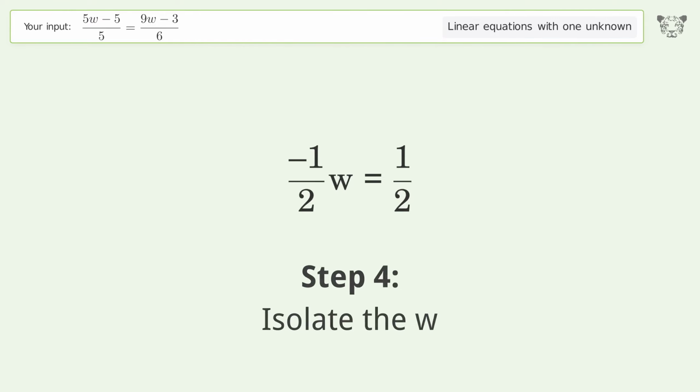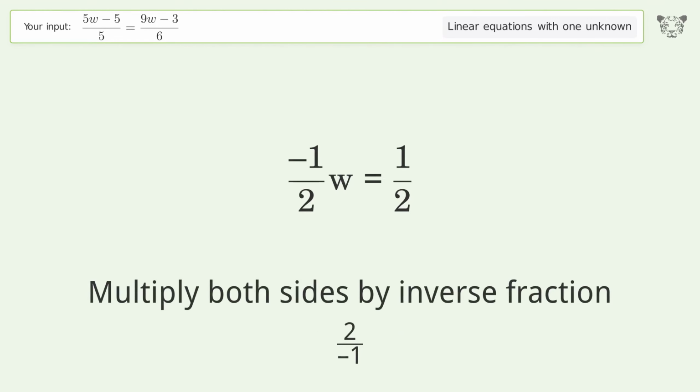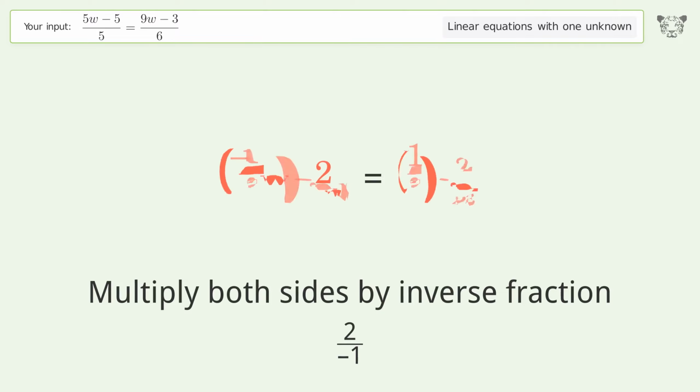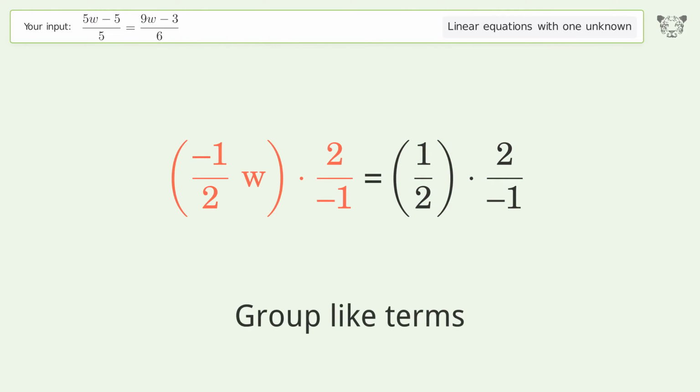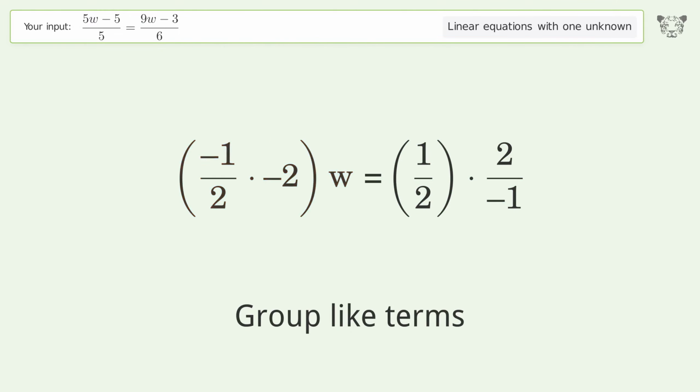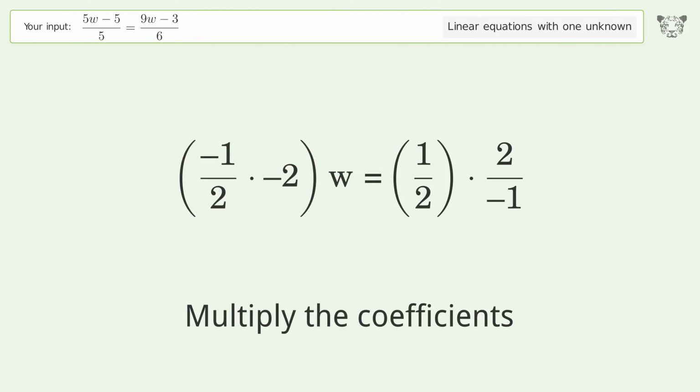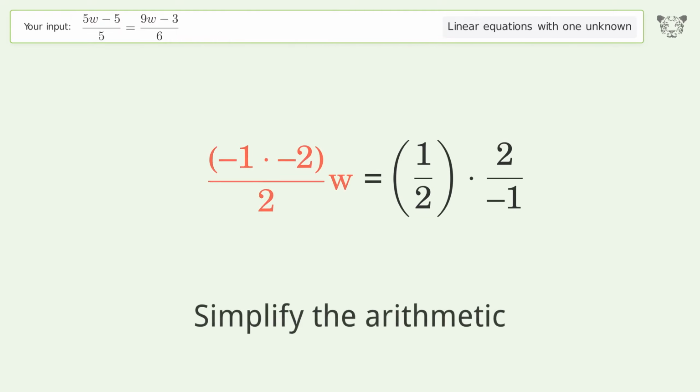Isolate the w. Multiply both sides by inverse fraction 2/(-1). Group like terms. Multiply the coefficients. Simplify the arithmetic.